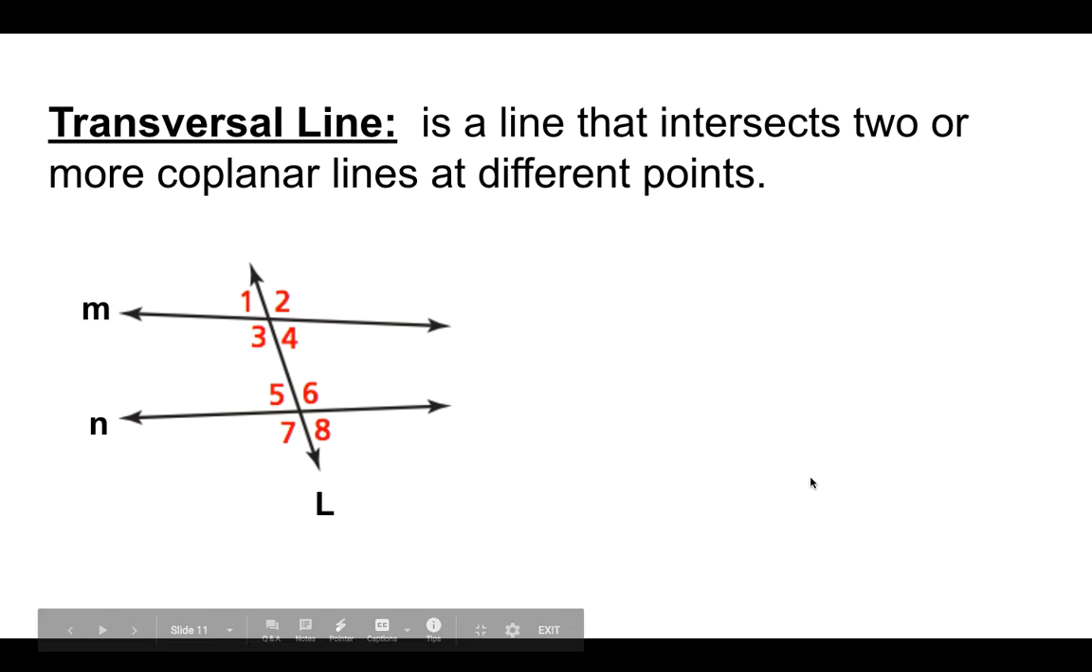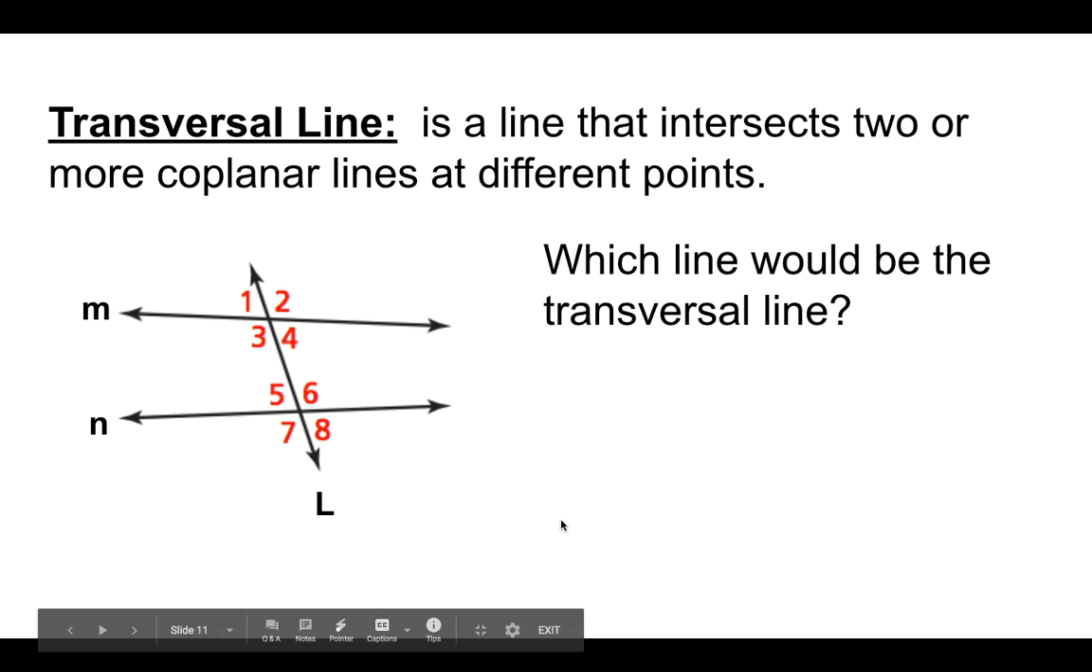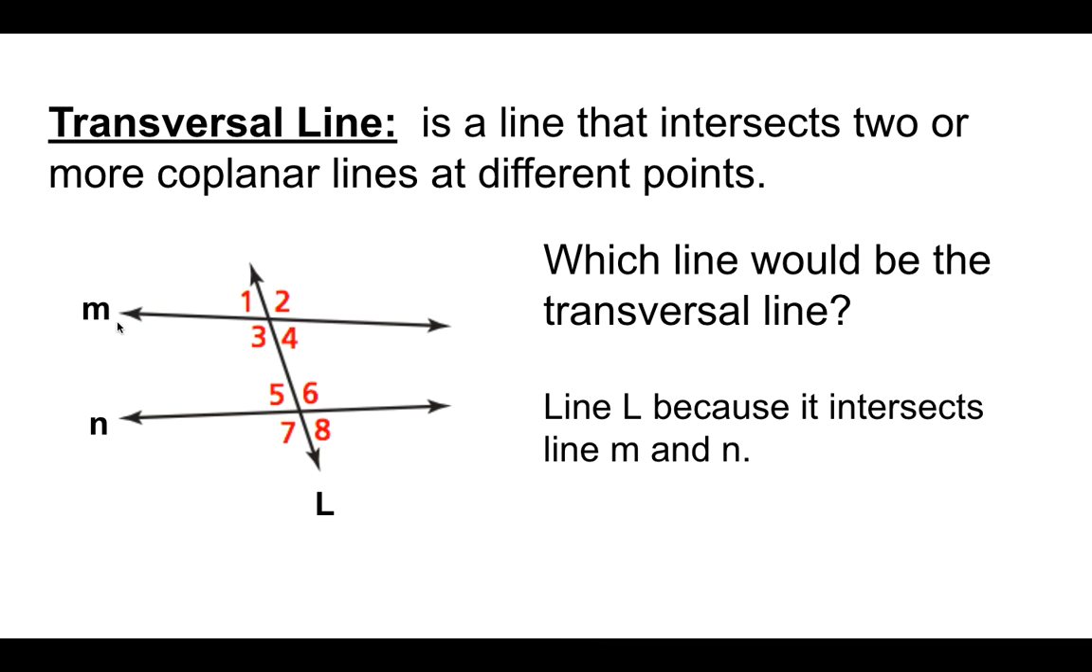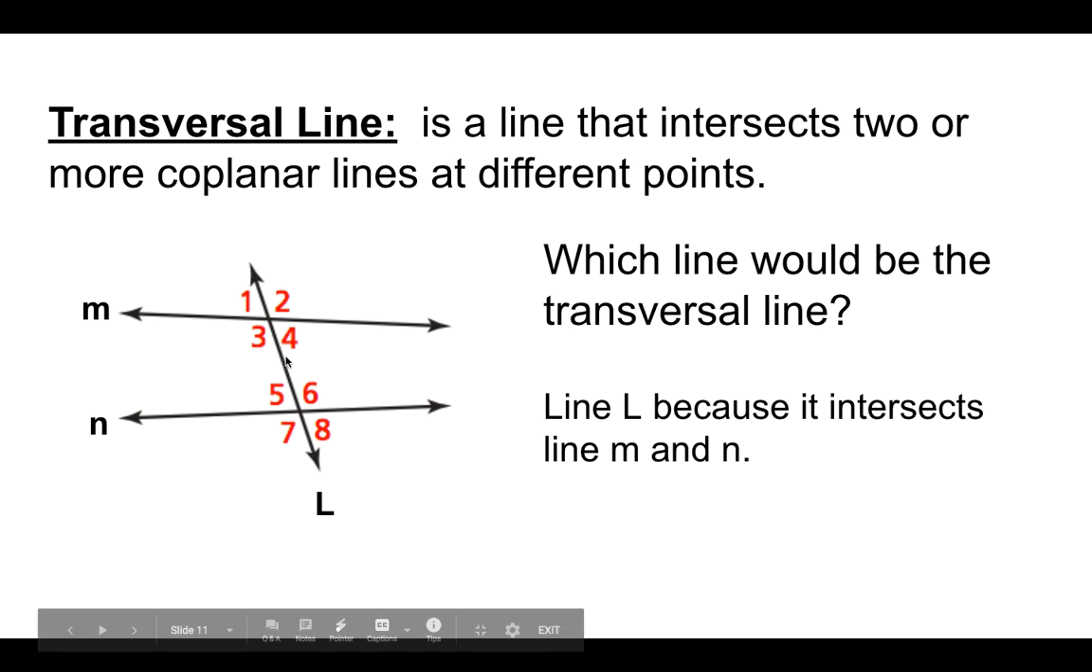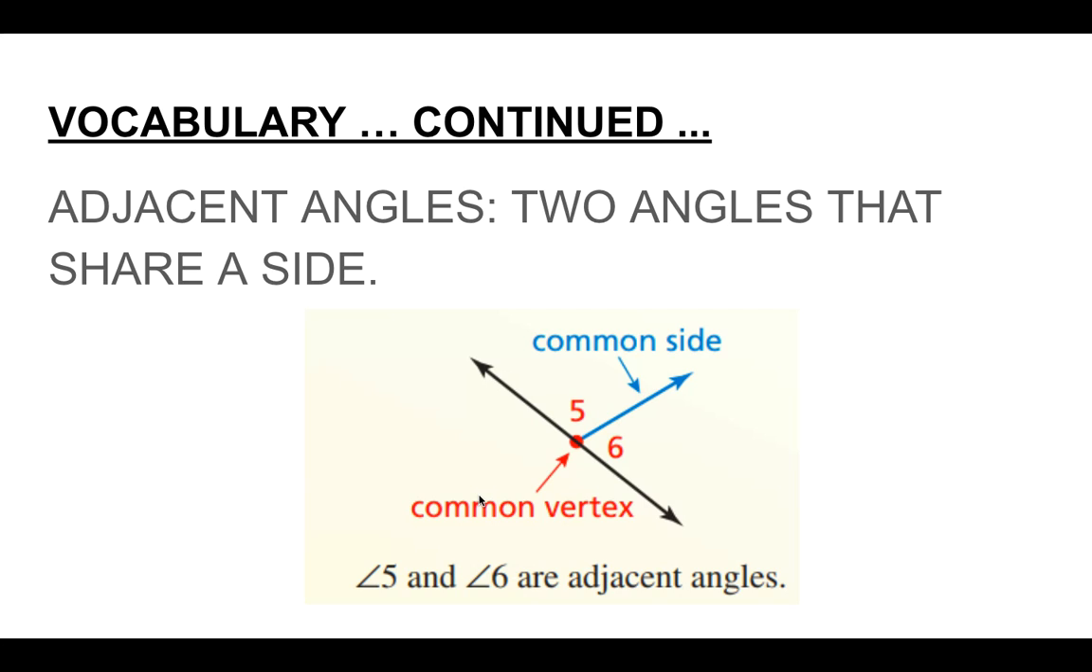So continuing on from part 1, I was talking about the line being the transversal line. In this case, it is line L, because if you notice, we have line M and we have line N, and then they are both intersected by line L. So it's going to be our transversal line. The next vocab term is adjacent angles.